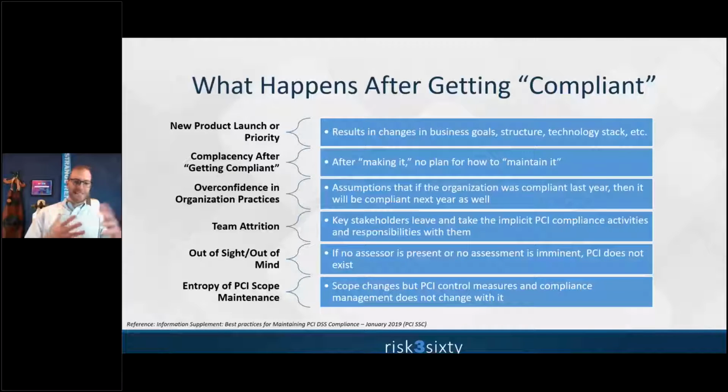Another reason is things are just out of sight, out of mind, right? If we're no longer working on it, if the assessor is no longer right here asking us for this stuff, we don't care. We have other things going on. And then the last reason, as I mentioned, was the entropy of scope, right? So rather than it being entropy of controls, it's entropy of scope, meaning that there was no due diligence, there was no process in place to adjust your PCI scope as your organization or your company changes, right?